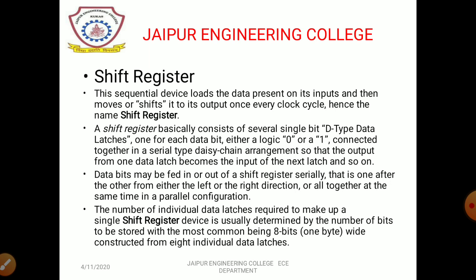A shift register basically consists of several single-bit D-type data latches, one for each data bit, either a logic 0 or a logic 1, connected together in a serial-type daisy chain arrangement so that the output from one data latch becomes the input of the next latch, and so on. An n-bit shift register contains n flip-flops.